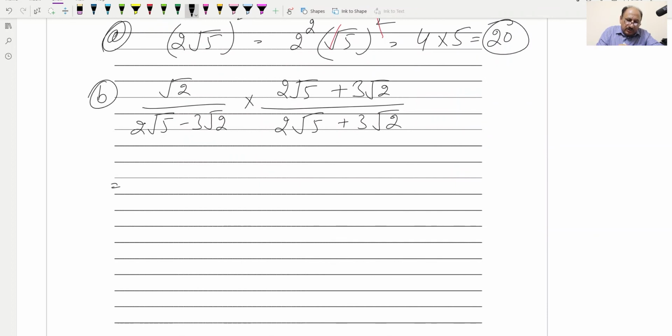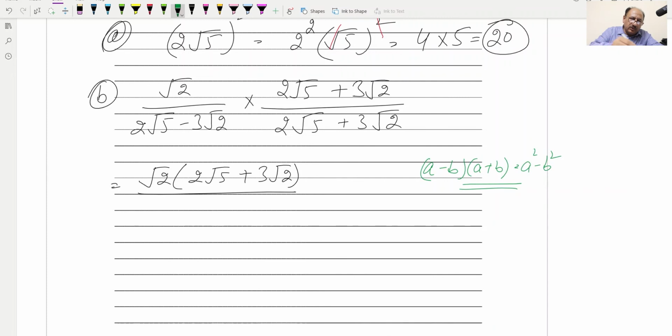And now we will be multiplying the numerator, and this will be root 2 into 2 root 5 plus 3 root 2, and for the denominator we will be applying the formula, which is a minus b into a plus b is equal to a square minus b square. This is the formula which we will be applying on the denominator. So 2 root 5 squared minus 3 root 2 squared, and this will be equal to what?